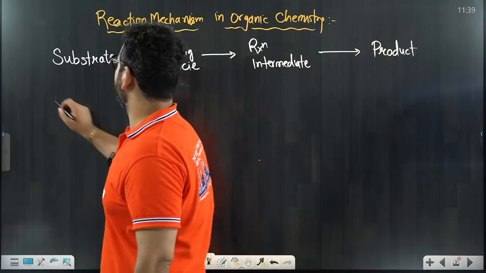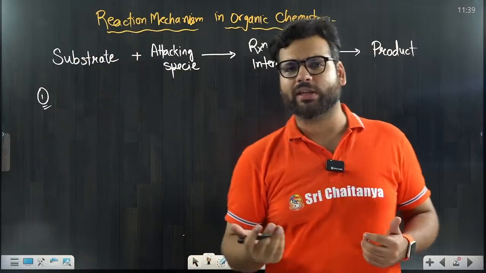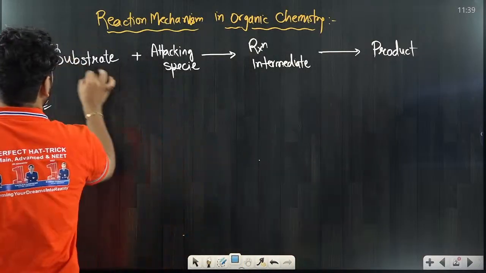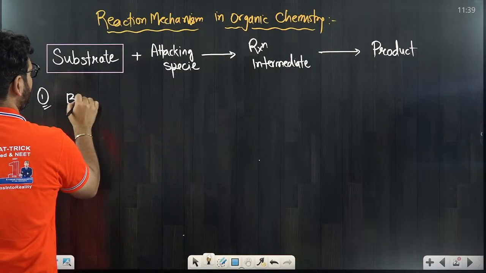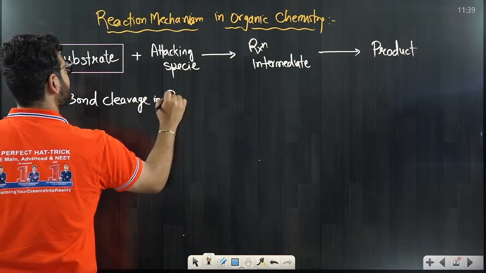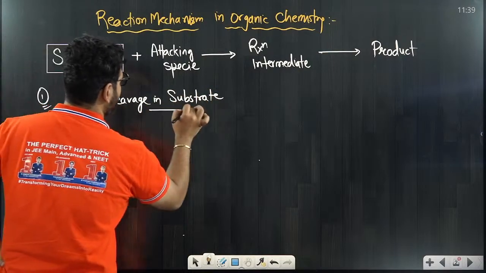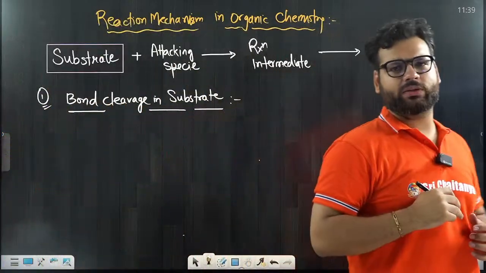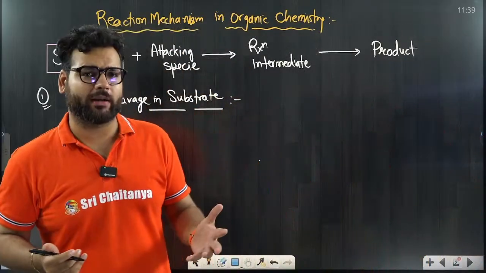First, let us talk about substrate. Among substrate, we should know how the bond breakage takes place in substrate. The first thing we are talking about is the substrate, which is any carbon compound, any organic compound. So number one, bond cleavage in substrate. A bond between two atoms can cleave by two methods, homolytic method and heterolytic method.